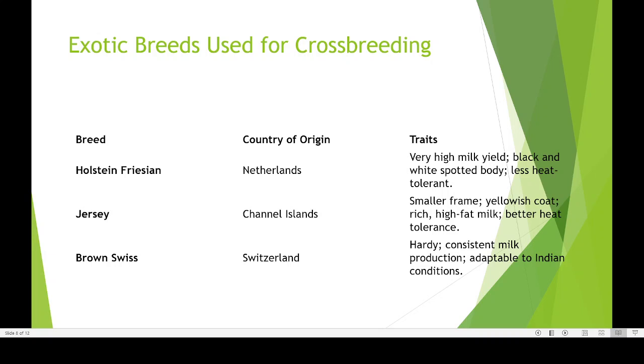The problem with the Holstein is that they need a colder climate. In the case of Jersey, they are heat tolerant and give high fat milk. The amount of fat in the milk will also be more. Then another is the Brown Swiss, which came from Switzerland and is adaptable to Indian conditions. That is why these names are common here, like the Jersey breed and Brown Swiss.